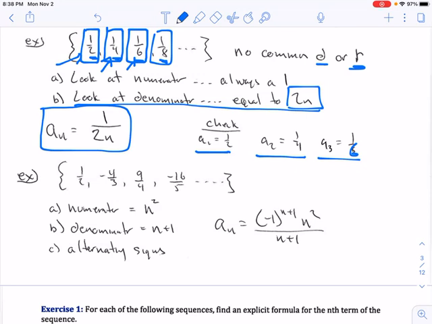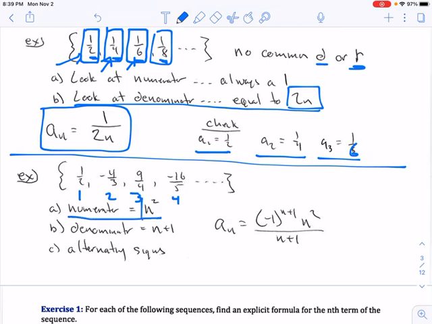In the next one, we're going to do the same thing, except it's just a little bit harder. Look at the numerator, look at the denominator independently, and then we also have the fact that there are some negatives in here. So look at the numerator and its relationship to n. When n is equal to 1, the numerator is 1. When n is equal to 2, the numerator is 4. Disregard the negatives for now. When n is equal to 3, the numerator is 9. When n is equal to 4, the numerator is 16. So it appears that the numerator is n squared. And so my numerator, I'm going to use n squared.